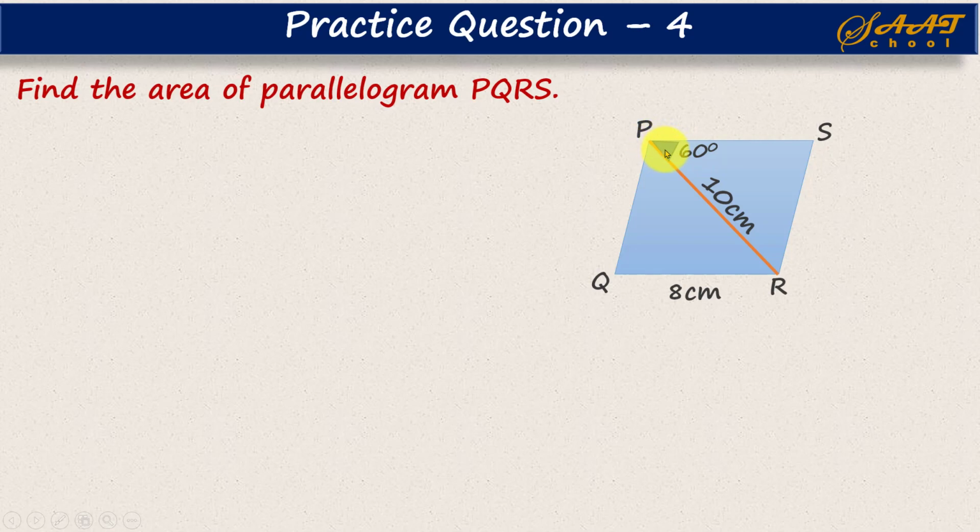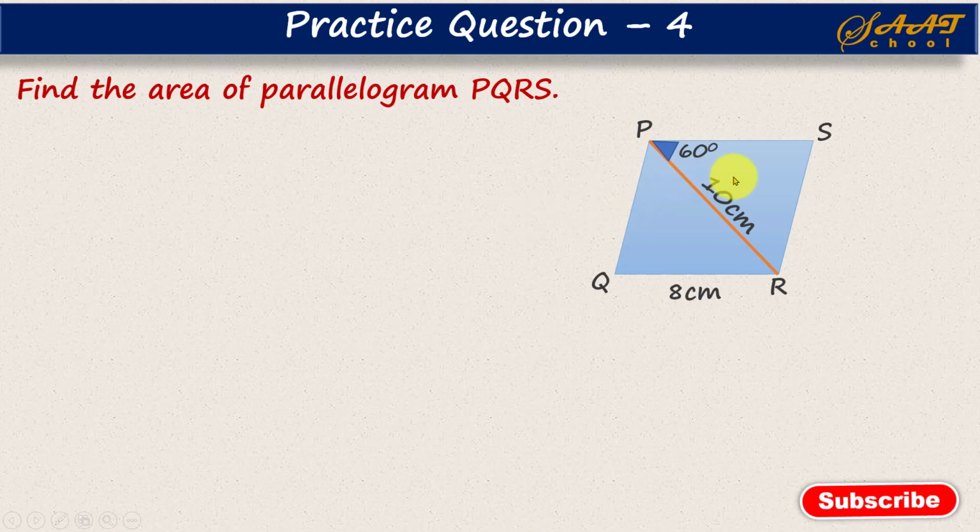So this angle is given. If this angle is given, then we now have to find the length of this PS, because we already have PR. This side PS is equal to 8 cm, and the reason is that opposite sides of a parallelogram are equal. So PS is 8 cm and PR is 10 cm. In that case, you can find the area of this triangle PSR. Once you find the area of this triangle, you can multiply it to get the area of the whole parallelogram. So try this question.